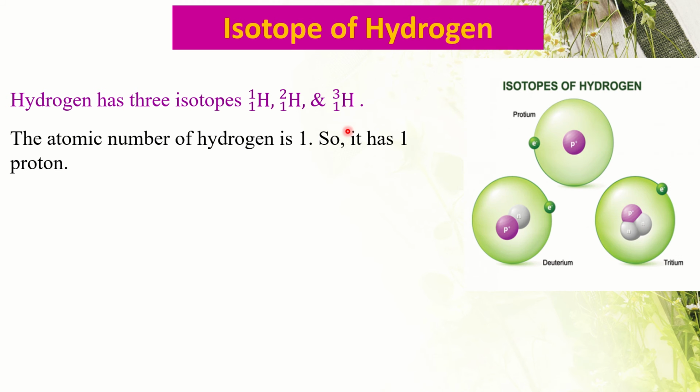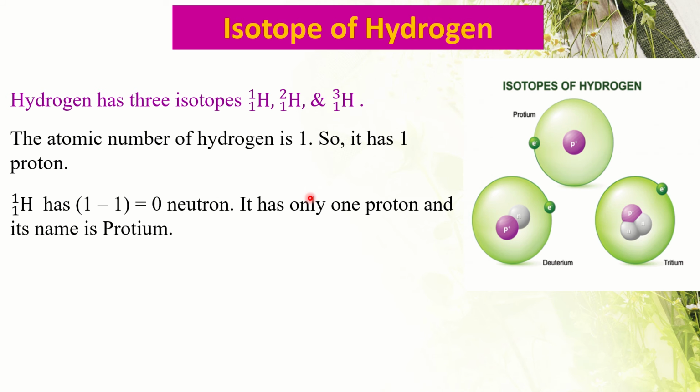Look, these 3 isotopes of hydrogen also have separate names. This hydrogen atom has 1 proton and no neutron, so its name is protium. This hydrogen atom has 1 proton and 1 neutron, so its mass number is 2 and its name is deuterium. And another isotope of hydrogen which has mass number 3, because it has 1 proton and 2 neutrons, its name is tritium.